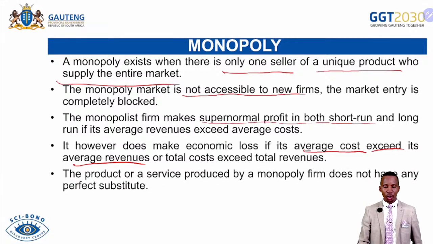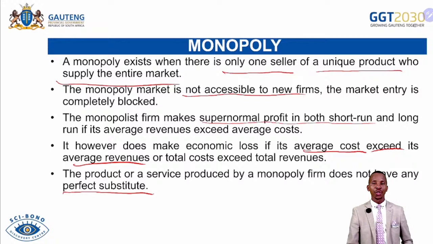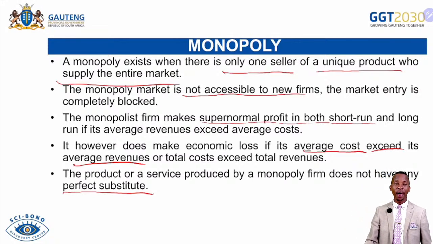The product or service produced by a monopoly does not have any perfect substitute. The product is unique and cannot easily be replaced. So it does not have any perfect substitute. Those are the products produced or supplied by monopolies.